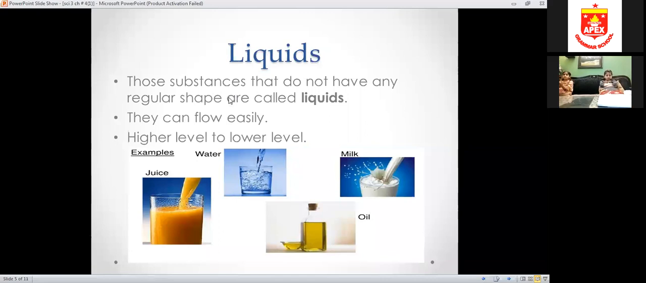They do not have any proper shape. They can easily flow. Examples of liquids are juice, water, oil, milk. You have all seen when the rain falls, you can see the rainwater flows from one place to another. The rainwater collects in one place and then it flows. River water flows. All the liquids like your milk, like your juice, if they fall onto the ground, they flow easily, they start moving and then they start flowing.